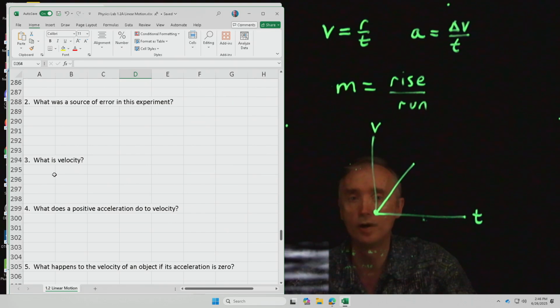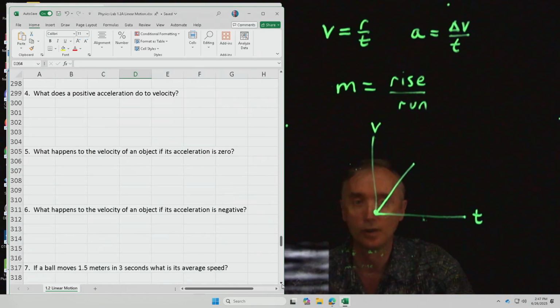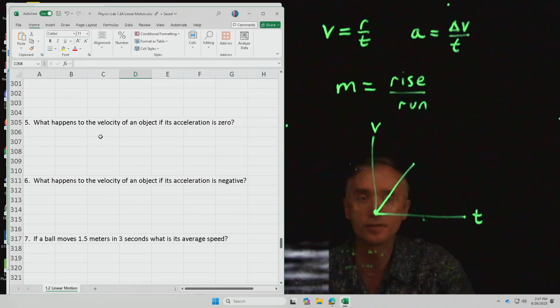And then what is the definition of velocity? So that's pretty easy. What does a positive acceleration do to velocity? What happens to the velocity of an object if it's not accelerating? So if the acceleration is 0, it's not accelerating. So then what happens to its speed? Number 6, what happens to the velocity of an object if the acceleration has a negative number?